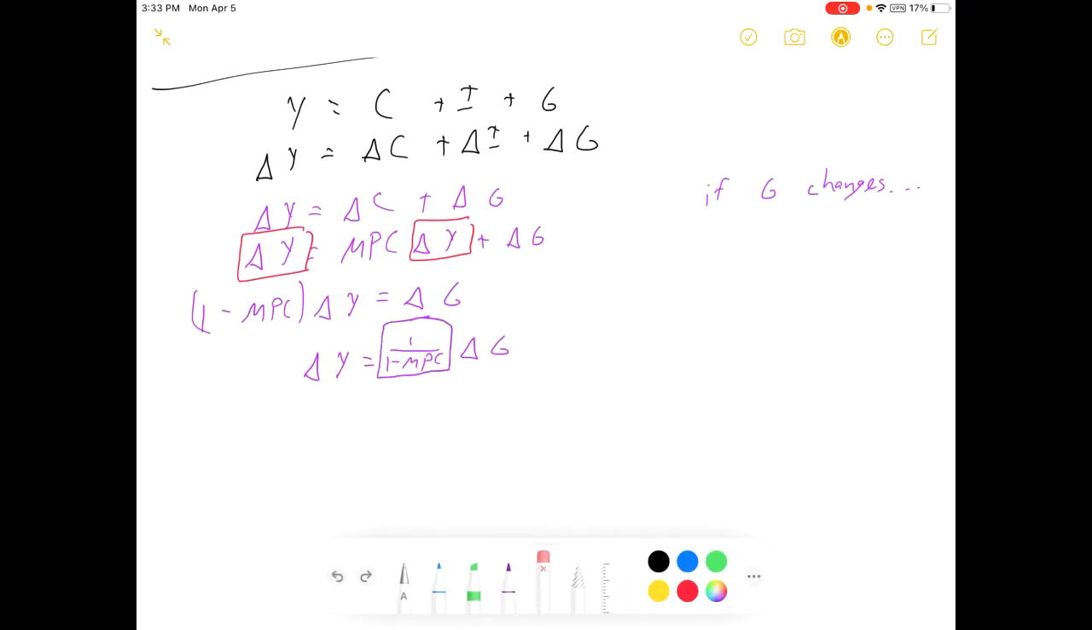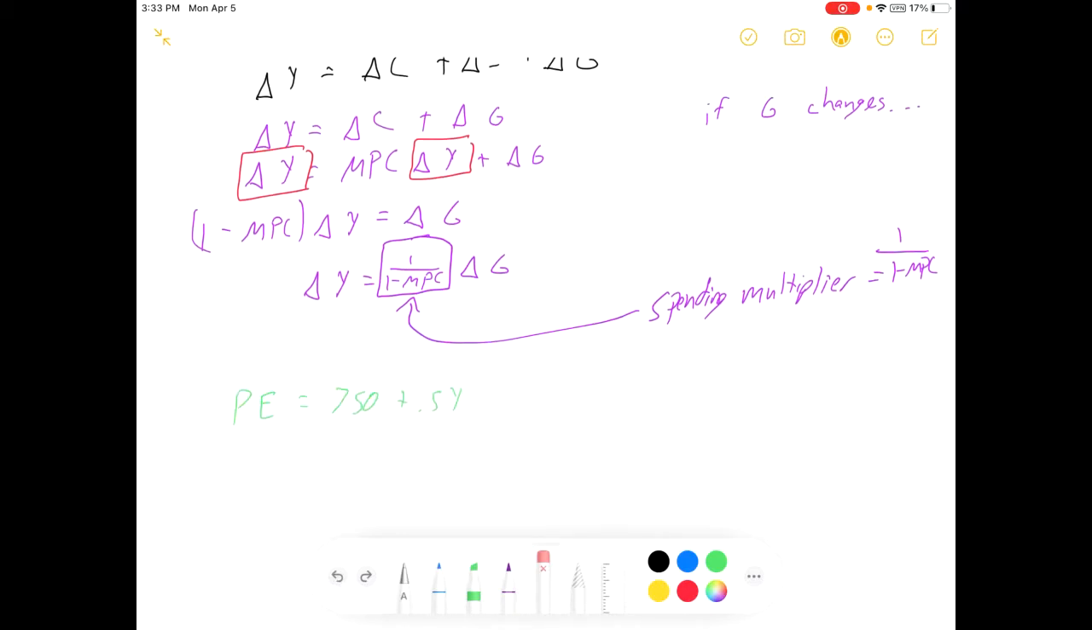This is a huge deal. This little piece right there, 1 over 1 minus MPC, has a special name. We call it the spending multiplier. And the spending multiplier helps us to know how much impact our government spending will have on GDP, and it will help us to target good fiscal policy.